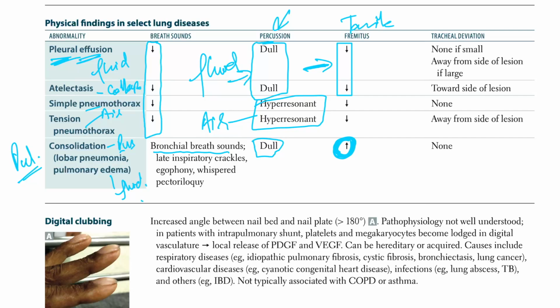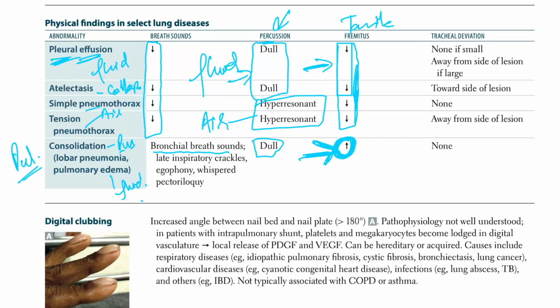Look at it one more time. What I'm trying to say here is, when you say 99, no matter whether you have fluid or air, everything is going to decrease, except the consolidation, where the whole lobe is consolidated to a point that nothing goes through it. So when nothing goes through it, it's going to be increased.